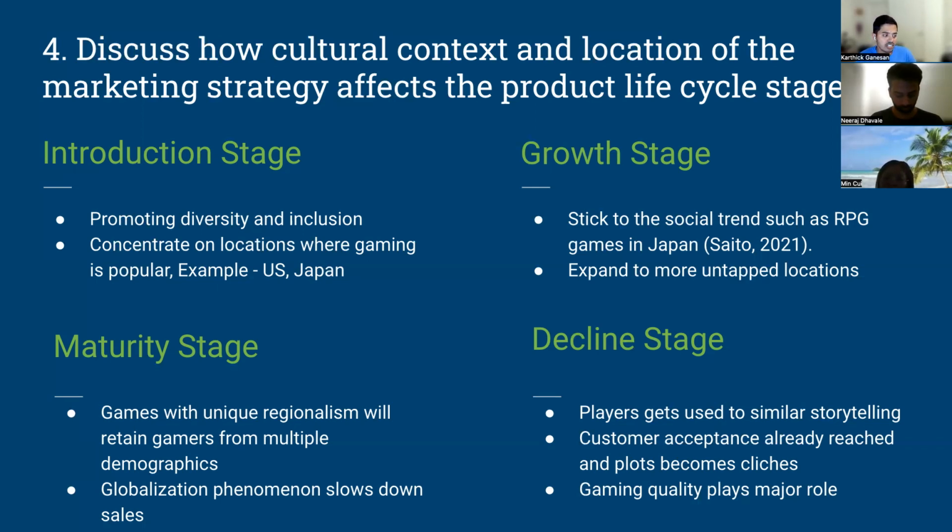And during the maturity stage, the games with unique regionalism will see higher gamer retention from multiple demographics. So, for example, there is a game called Ghost of Tsushima, a game from the Japanese samurai market, which was not known, and which gave a lot of traction to PlayStation 5, just because a lot of audience from all across the world wanted to try the game because of its unique regionalism, and that helped them with an increase in sales. And that is something similar PlayStation 5 could try to boost its sales.